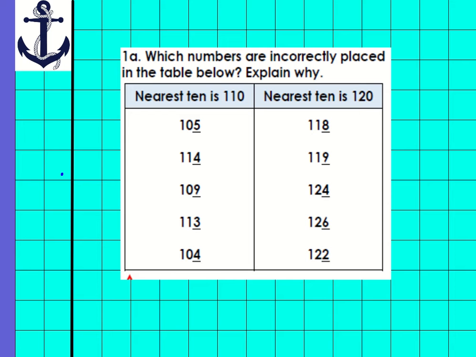Okay, welcome back, and well done if you spotted that. This one is incorrect, and well done if you spotted that. This one is incorrect. They're both incorrect because if you round to the nearest 10, 104 becomes 100, not 110. And in this column, the nearest 10 is 120, but if you round 126 to its nearest 10, it becomes 130, doesn't it? Okay, so they are our two wrong ones today.